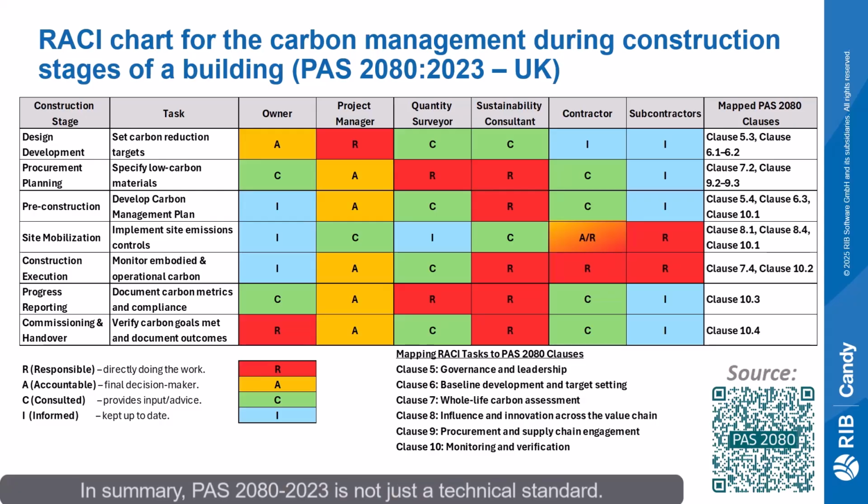In summary, PAS 2080-2023 is not just a technical standard. It is a collaborative framework for transforming how we design, build, and operate in a carbon-conscious world. Success depends on every stakeholder understanding their role and acting with purpose.